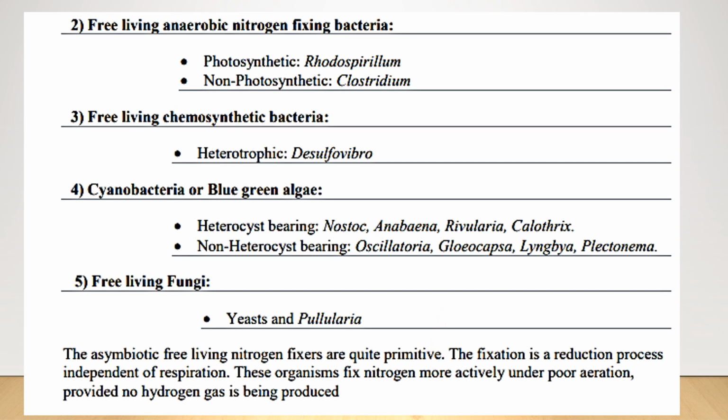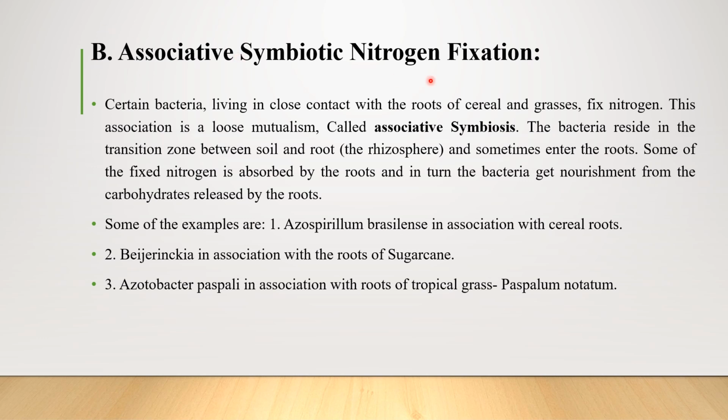Now let us talk about associative symbiotic nitrogen fixation. There are certain bacteria which live in close vicinity of the roots of some cereals and grasses, and they fix the nitrogen also. This association is loosely mutualism, and you call it associative symbiosis. These bacteria reside in the zone between the roots and the soil, which is called the rhizosphere. And at times they even enter the roots also.